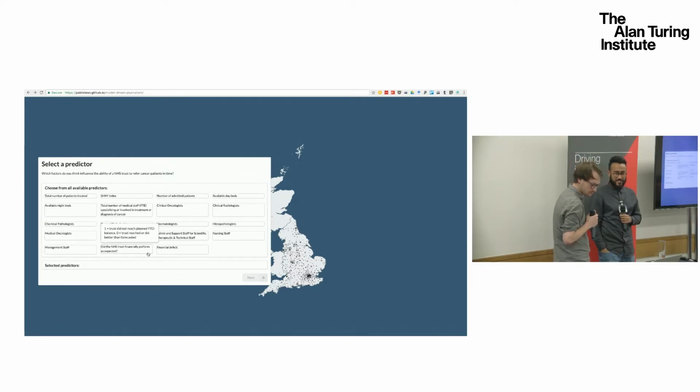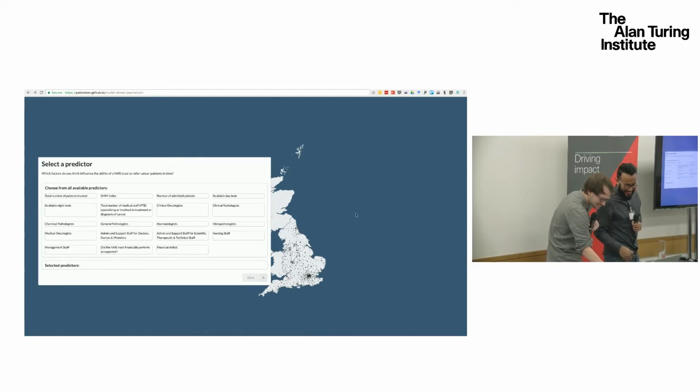Okay, I think James wants to pick something. I want to pick anything that refers to sort of general performance of hospitals. That's a good strategy. So you could do financial, whether they financially performed as expected. Yeah.